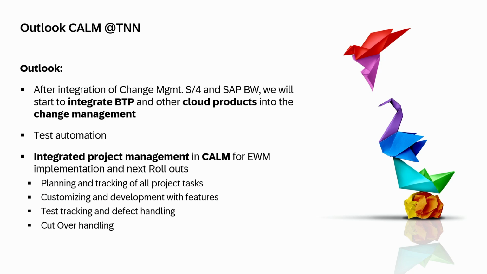And we are thinking about integrated project management. That's, in our point of view, one big advantage of Calm, that it fits directly to the approach from SAP. We can handle the SAP projects in a perfect way, and we want to go from Microsoft Project Web into Calm for our next rollout projects and also for the EWM projects, and have there the full project handling from the planning until the cutover handling and go live.